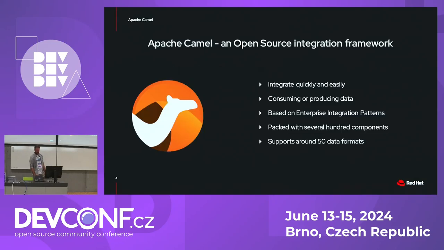All right, so just a brief introduction for the context. Apache Camel is an open source integration framework. It allows you to easily integrate systems, consuming or producing data. It's based on EIPs, enterprise integration patterns, which are some rules or concepts for how to configure the integration between systems using messages.